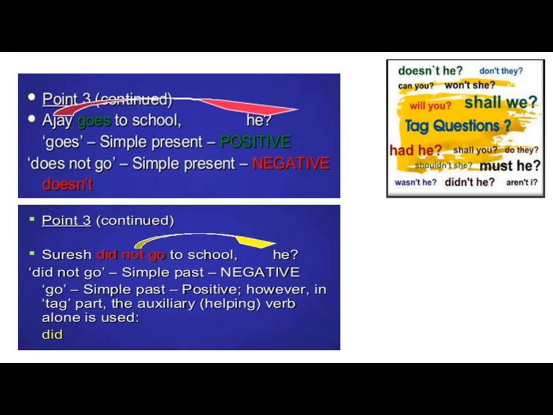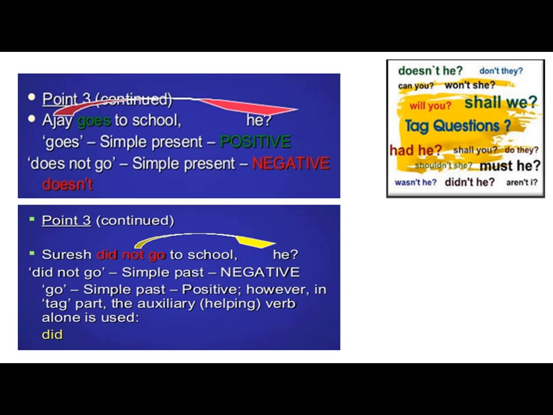Next, Ajay goes to school. Goes. It's a simple present verb, positive, but we have to change it to a negative one. Like the same, does not go, simple present negative. So we want to write doesn't. Ajay goes to school, doesn't he?